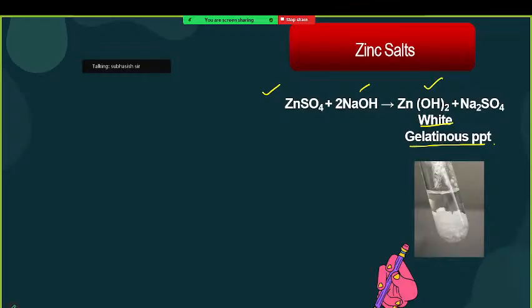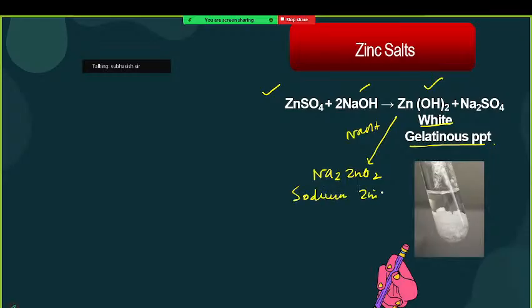So most of the colorless salts, on reaction with sodium hydroxide, produce white gelatinous precipitate. But the characteristic of zinc hydroxide is when you add excess of sodium hydroxide, then this precipitate is soluble with the formation of Na2ZnO2. This is known as sodium zincate.